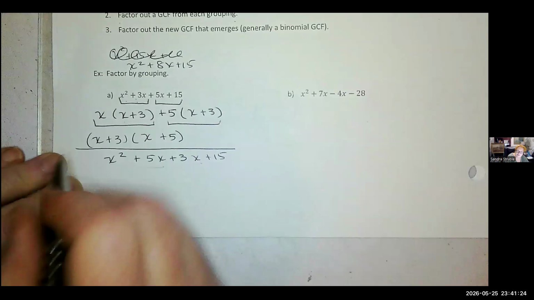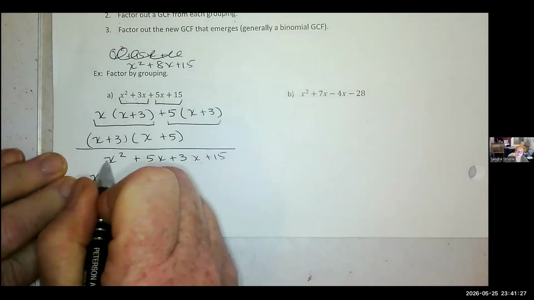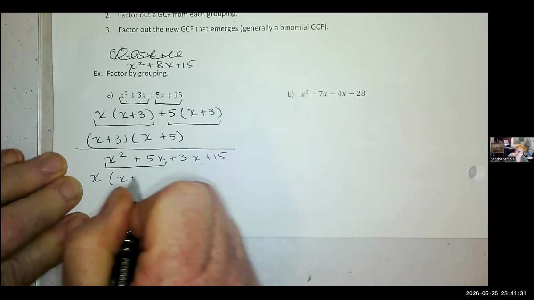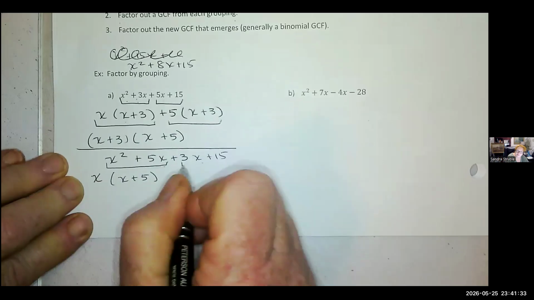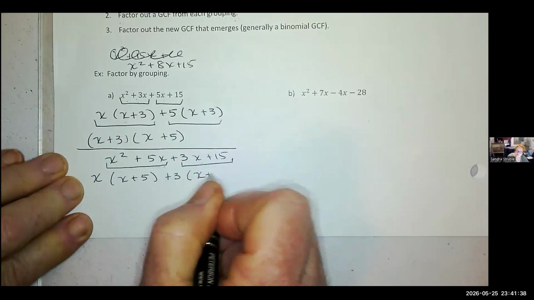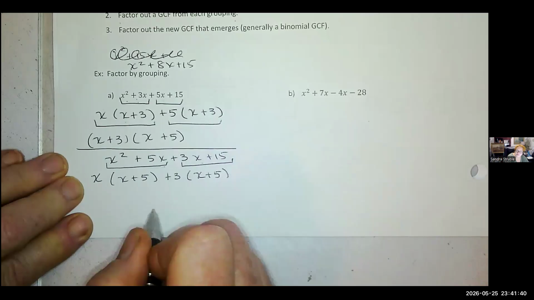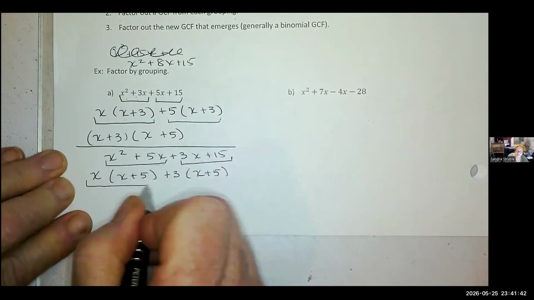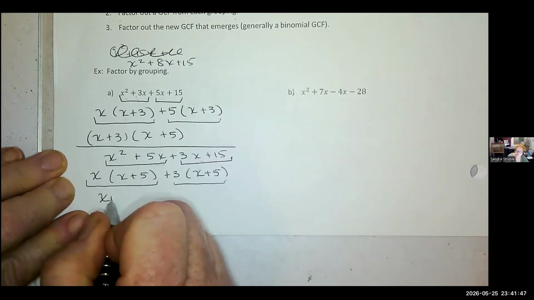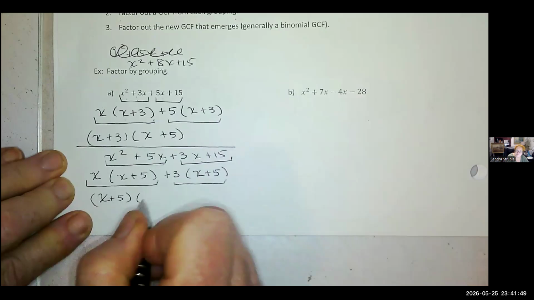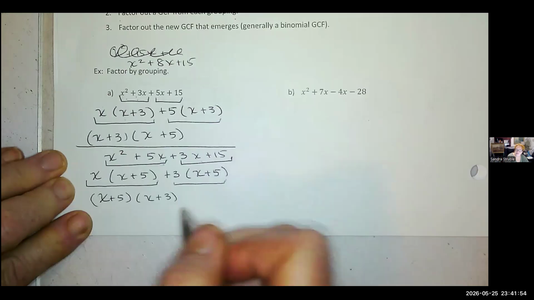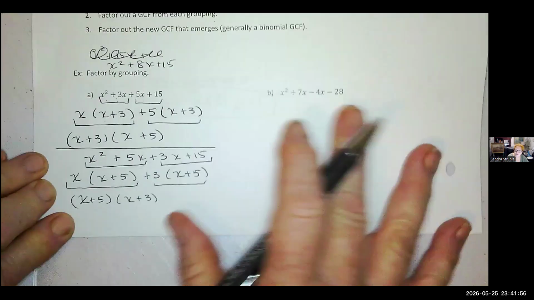Factor out from these two terms an x, and we're left with x plus 5. If you factor out a 3 from these two terms, we're left with x plus 5. Well, it's looking pretty good. Then we have the first term and the second term. So factor out x plus 5, and we would be left with x plus 3. Cool. Same answer. Fantastic. So it doesn't matter whether we have it either direction.